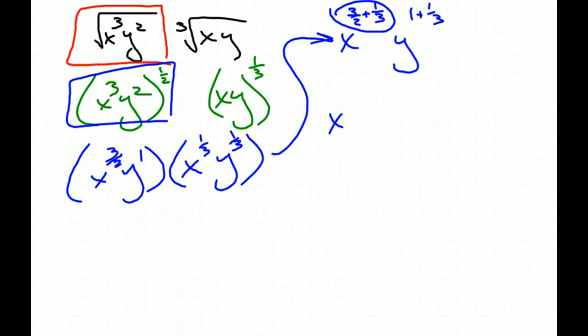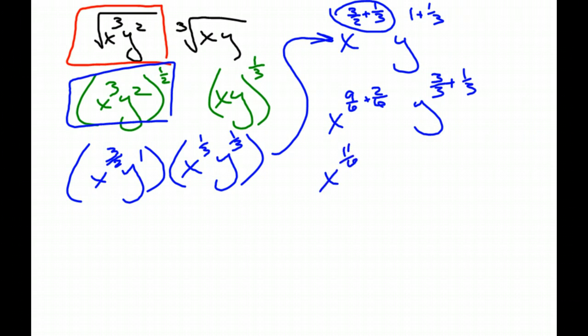X to what power? We're going to have 9 over 6 plus 2 over 6. And then my y is going to be 3 over 3 plus 1 over 3. So I get x to the 11 over 6, y to the 4 over 3. Then you're done. And that's how I want it left.